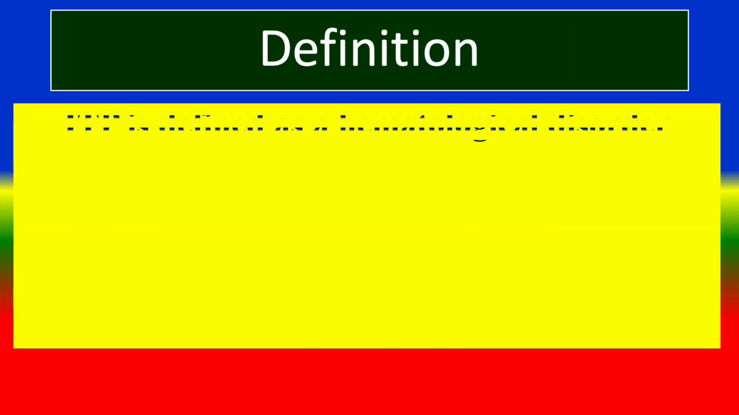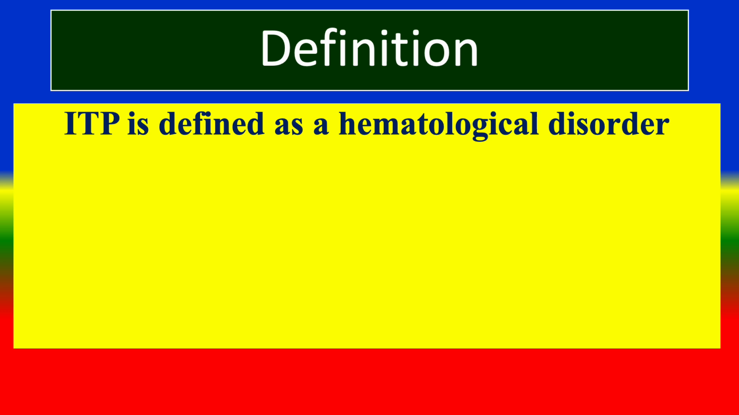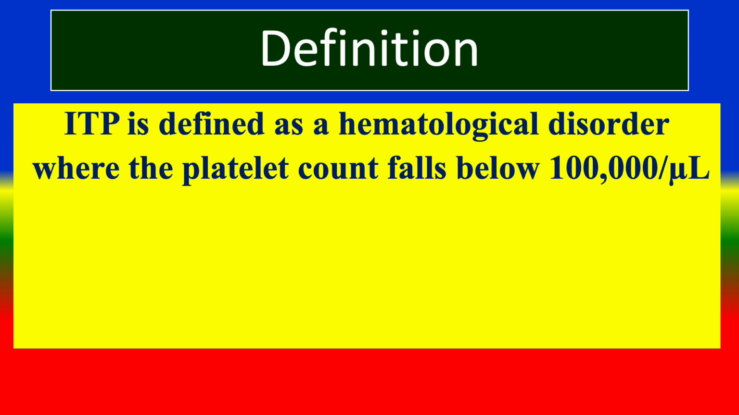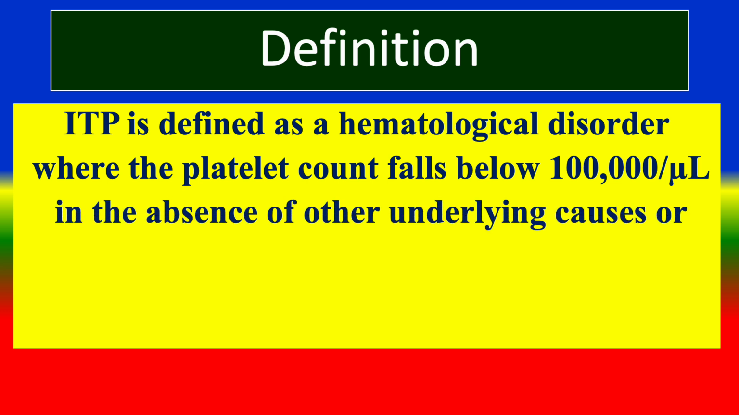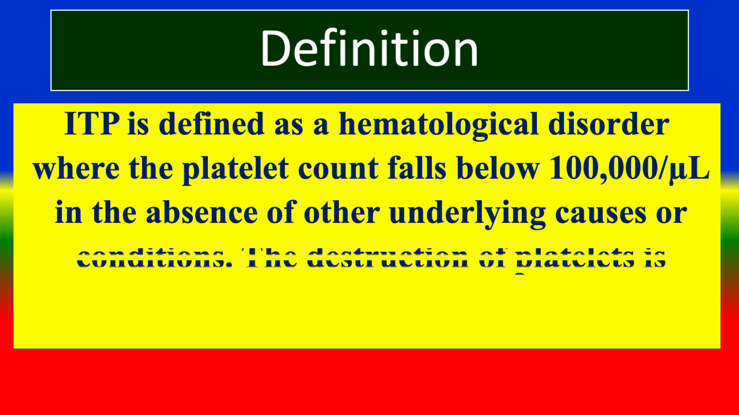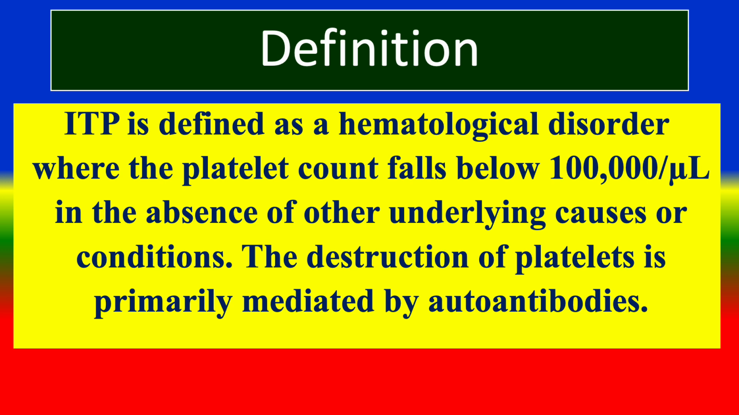A definition. ITP is defined as a hematological disorder where the platelet count falls below 100,000 per microliter in the absence of other underlying causes or conditions. The destruction of platelets is primarily mediated by autoantibodies.